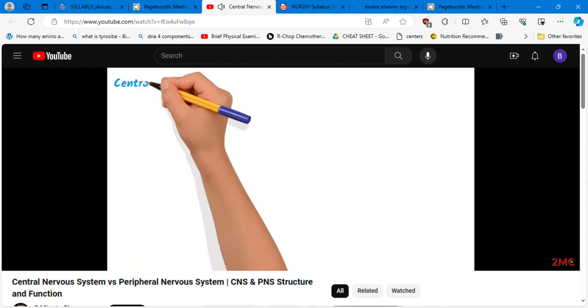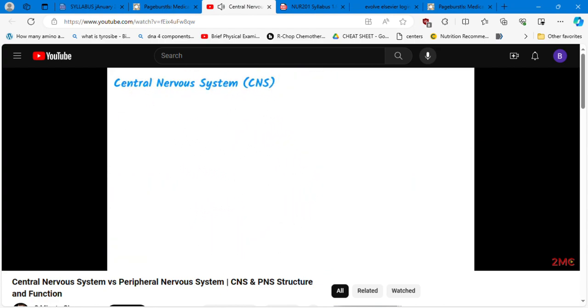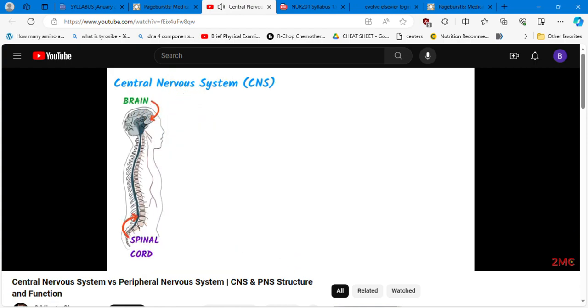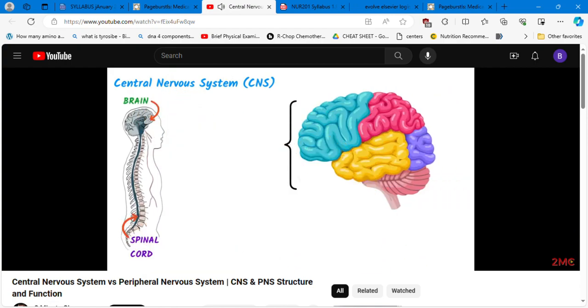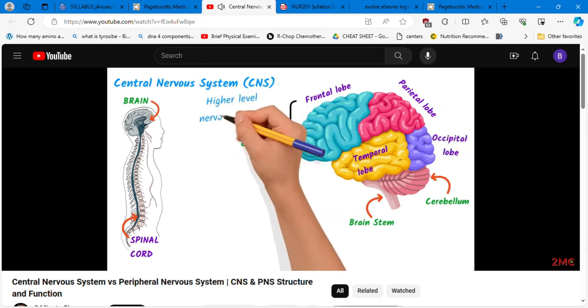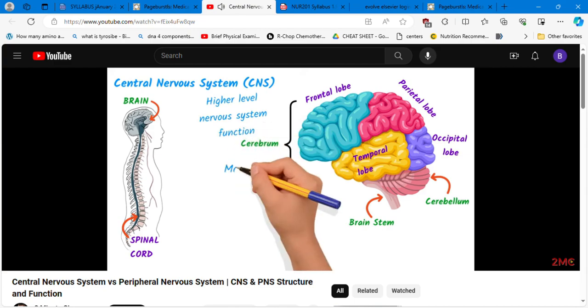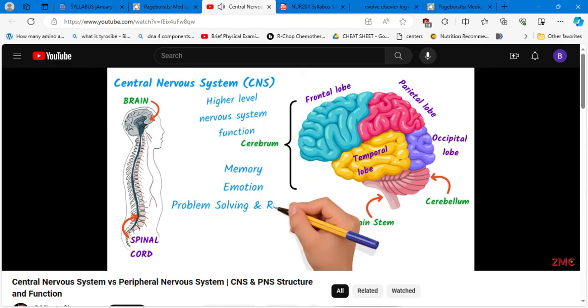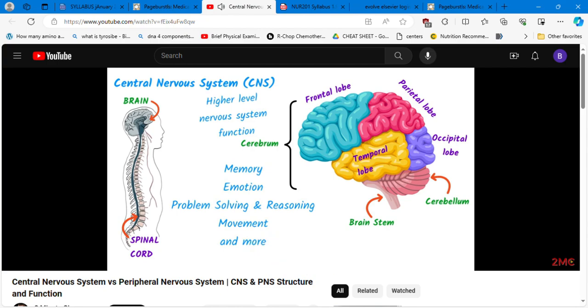Let's start with the central nervous system, or CNS. The CNS consists of the brain and the spinal cord. The brain is made up of the cerebrum, the cerebellum, and the brainstem. The cerebrum is divided into 4 major lobes: the frontal lobe, the temporal lobe, the parietal lobe, and the occipital lobe. Overall, the cerebrum is responsible for our higher level nervous system function, including memory, emotion, problem solving and reasoning, movement, and much, much more.